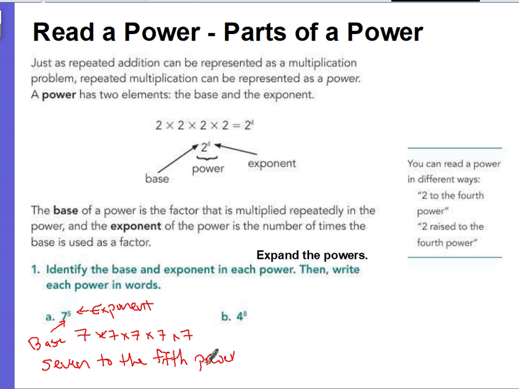All right. So 7 to the 5th power, very easy to see. 5 sevens are being multiplied, or 7 is being multiplied 5 times. It's not interchangeable. 7 is being multiplied 5 times. So what about 4 with an 8 in the upper right-hand corner? You go ahead and take a second and try that out for yourself.